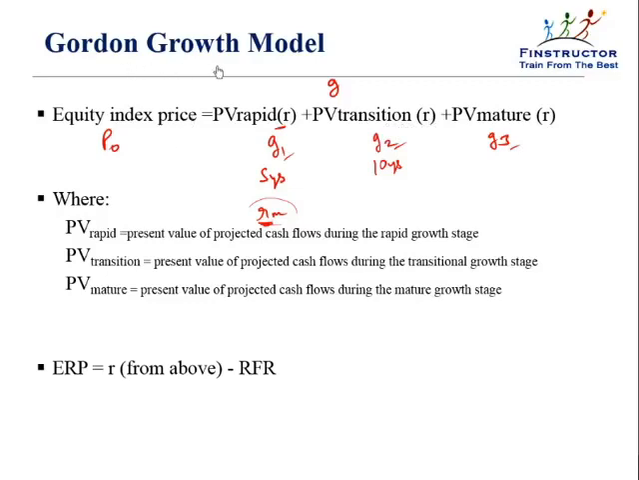So this is another application of the Gordon growth model, wherein in the mature stage we will apply the Gordon growth model as is. In the transition and rapid stage, we will explicitly forecast the cash flows and then try to compute the expected market return. The equity risk premium would be the return on the market minus the risk-free rate. All the growth estimates are estimated by us. RM, the discount rate, is derived.